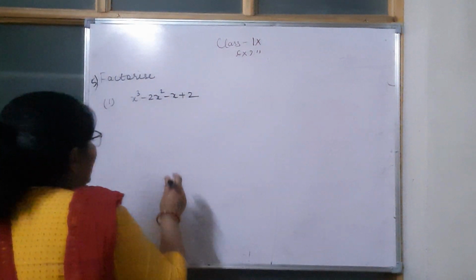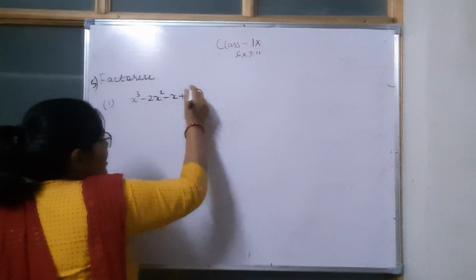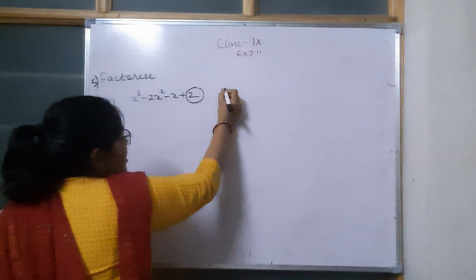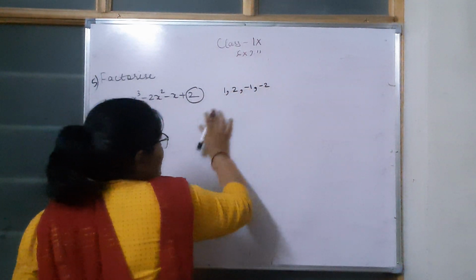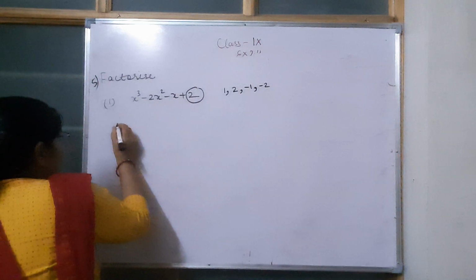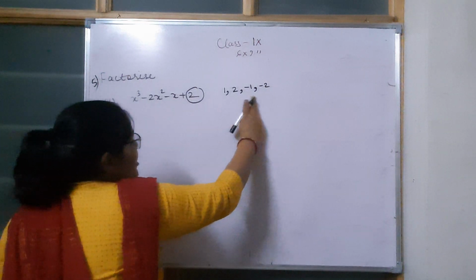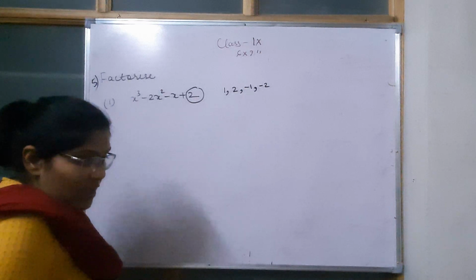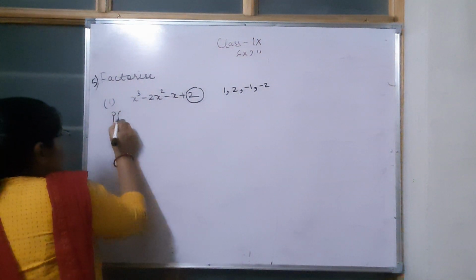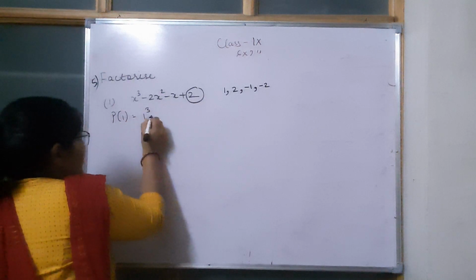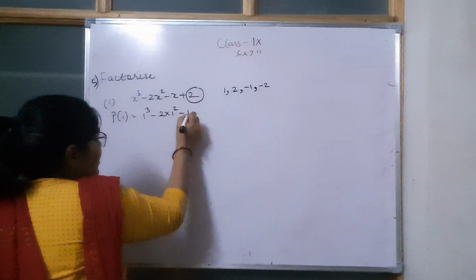So how would we do that? Just look here, the constant term is 2. Now the factors of this constant term can be -1, -2, +1 and +2. Now we will try to find which one of them will be one of the zeros of this polynomial. So let's check for 1. So P(1), we will find it by the trial method.